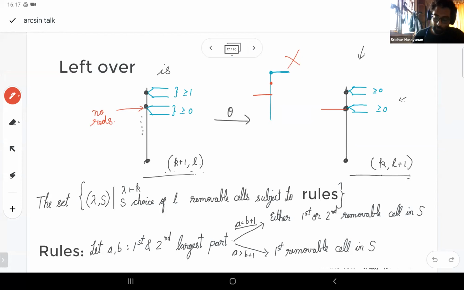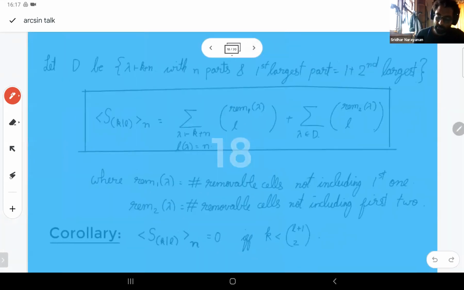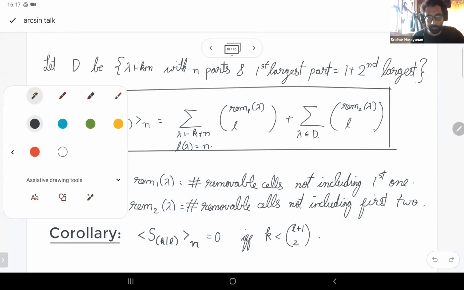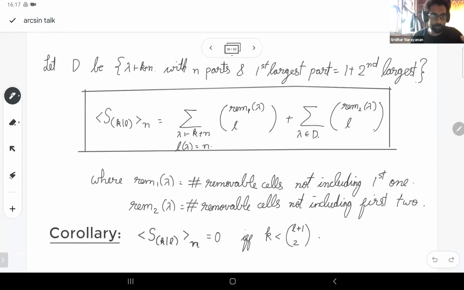Okay. So you have these rules, and then to implement these rules, this is a summation. You divide the set of partitions of k plus n. The k plus n is just to write the sum slightly easier. It's actually partitions of k, and then I've added a vertical strip of length n. So all of these partitions are ones with length exactly equal to n. You divide that into two sets: either the largest part is equal to 1 plus the second largest part, or it's not.